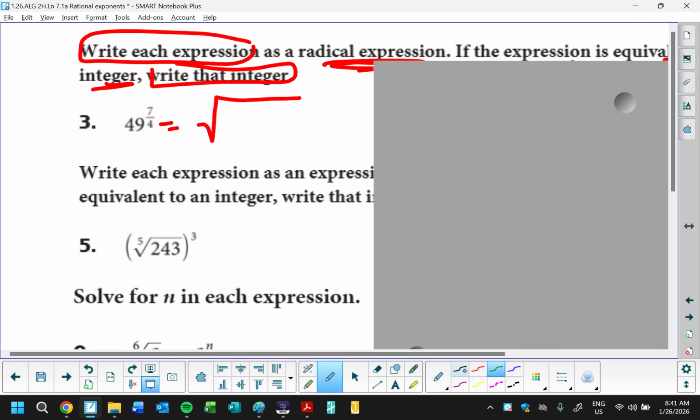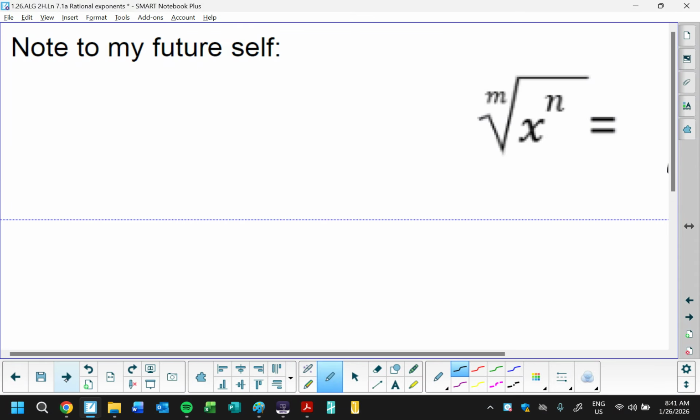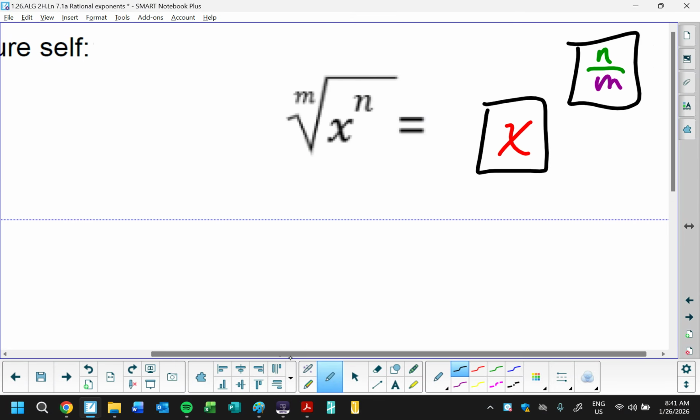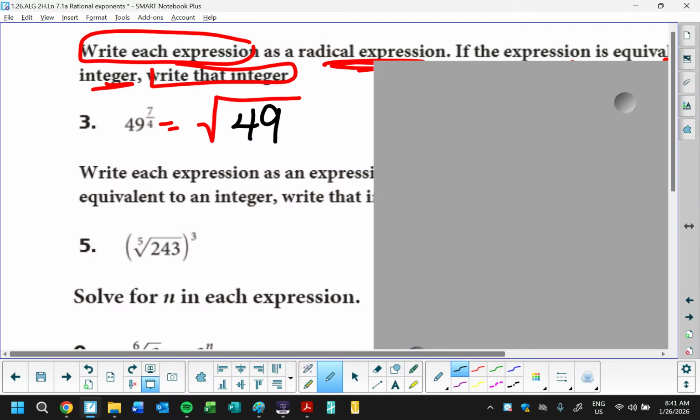I'm noting that 49 is the base. Don't touch the 49. I'm going to try to keep the color scheme, if I remember that, green and purple. All right, let's try it. So green being the numerator, that's going to be 7, is going to be the exponent. Purple being the denominator, so it's going to be a 4th root.